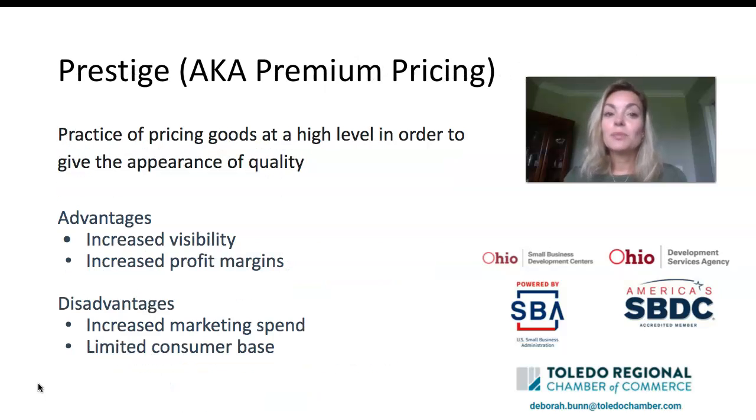The last one to look at is prestige or premium pricing. So this is really kind of at that above market that we talked about, pricing goods at a high level in order to give the appearance of quality. Increase visibility, increase profit margins. If you can produce it for a low cost, but then have a really strong brand image and be able to price it with a really high price compared to what it costs to make, you're in that premium space. Although you do have to spend quite a bit of marketing dollars on this to be able to get that product into the right hands and into that consumer that's willing to purchase at that price point. And again, there's a limited consumer base. So the one thing is you may not sell as many units, but they are priced quite higher.